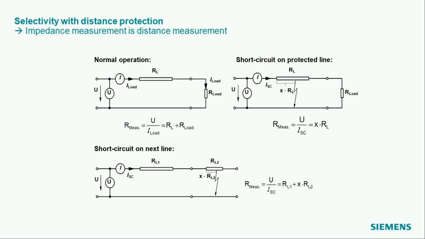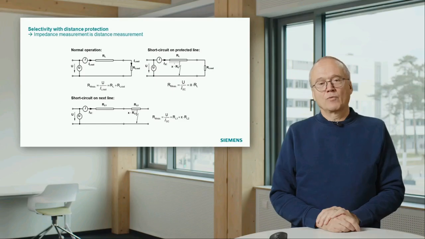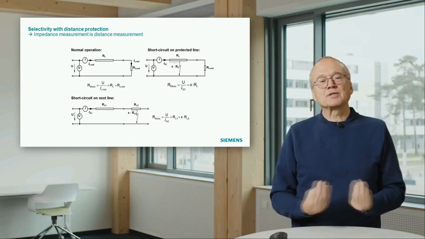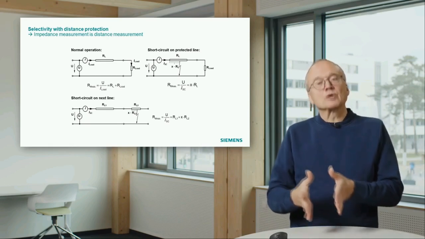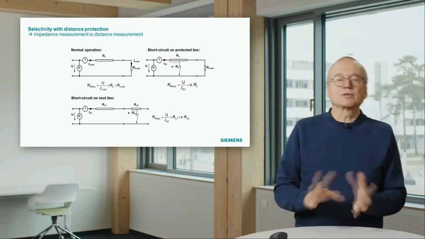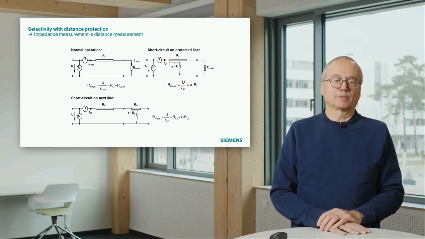And if we have a fault on the next line, a short circuit on the next line, it looks like this. We have a circuit where we measure the resistance of our own line, a part of the resistance of the next line. That means also a low value, but higher than in the first case where we have a fault on the line. That means if we compare the measured resistance with the known resistance of the line, we could make the decision: is the fault on the line or not?